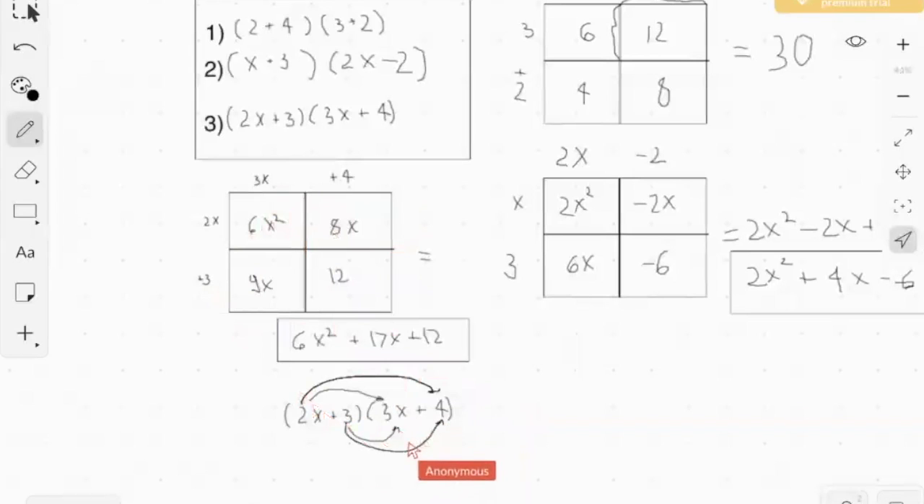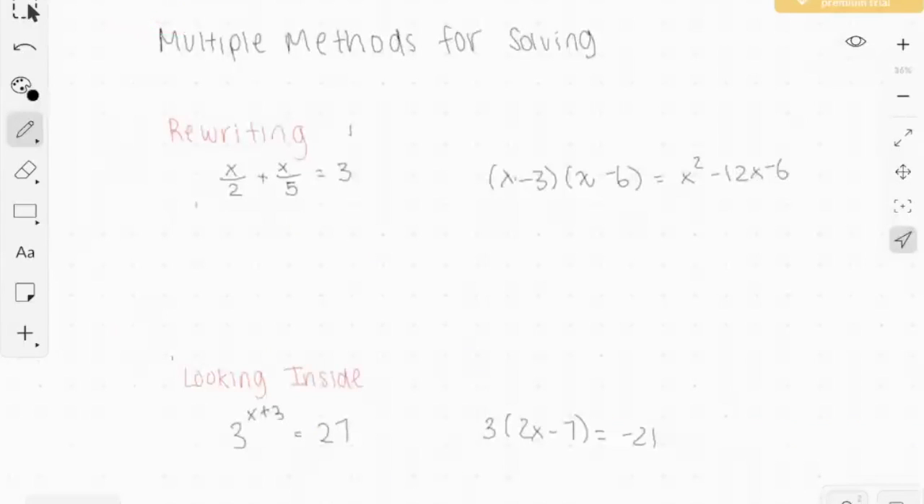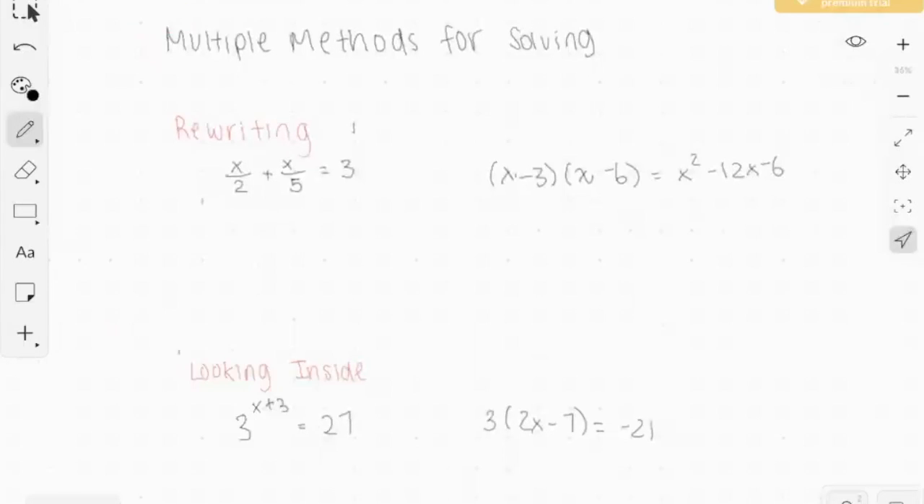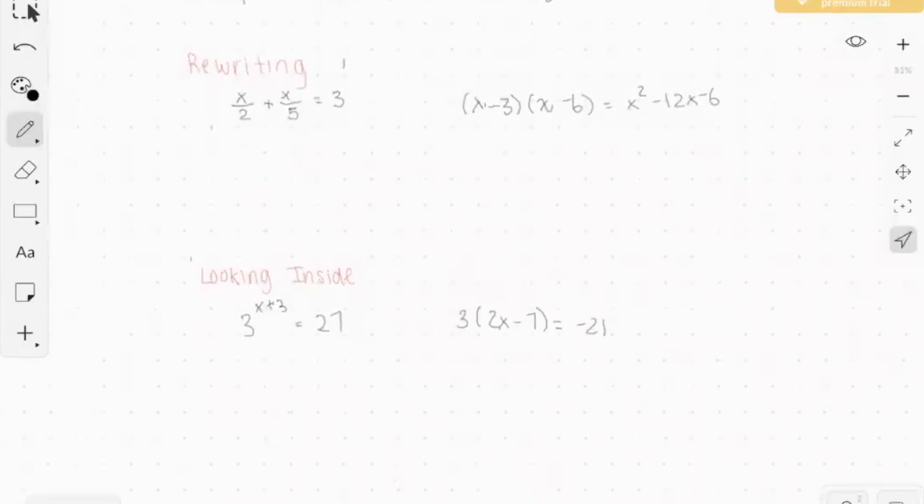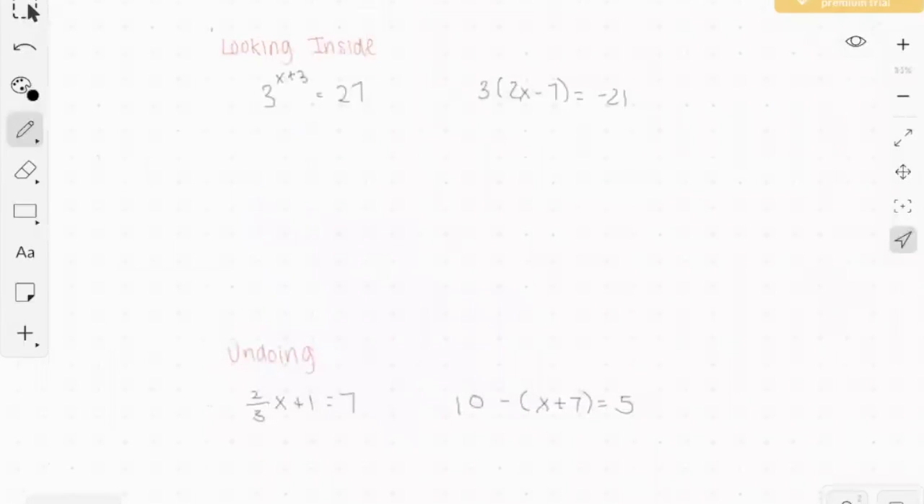And after we do this, we can just write out what we get, which would be these 4 terms. And then adding them together would give us our answer again. So yeah, that is how you multiply binomials. The next thing we're going to go over is the multiple methods for solving. And then there are 3 according to CPM, which is rewriting, looking inside, and then undoing.